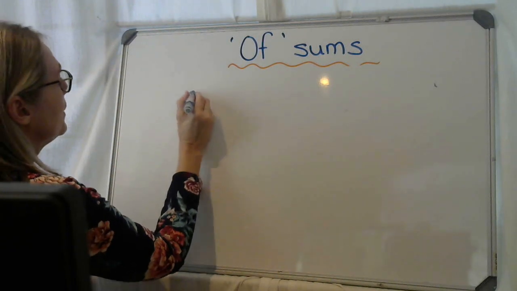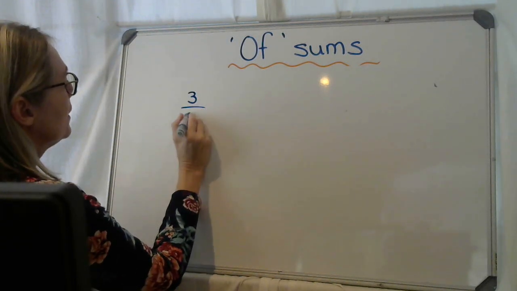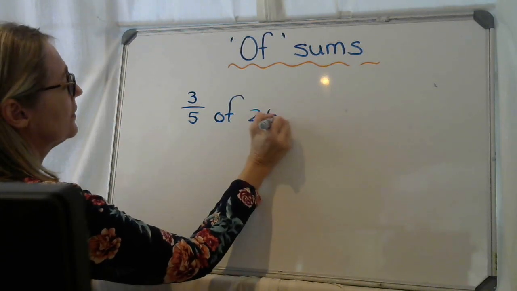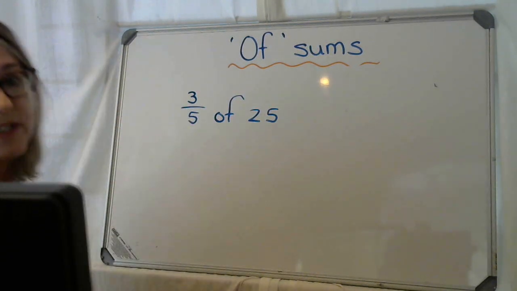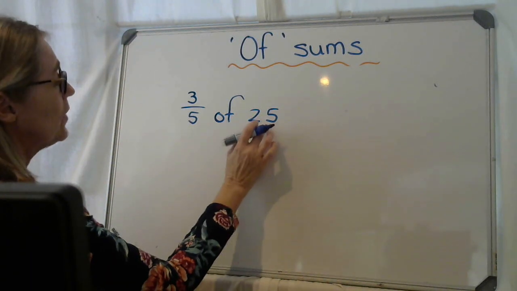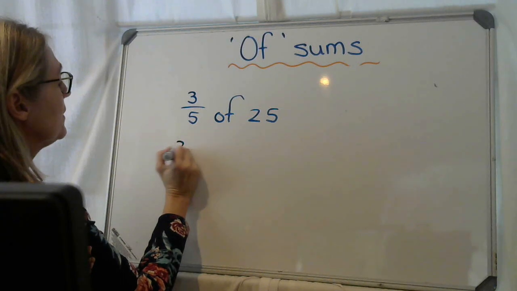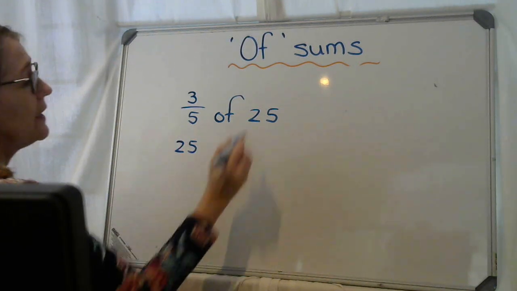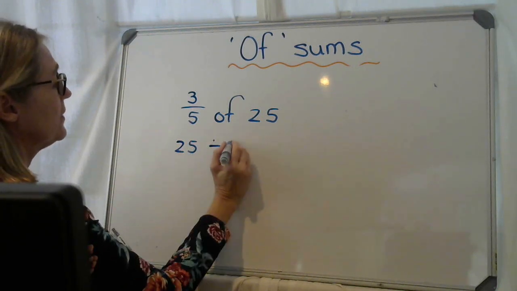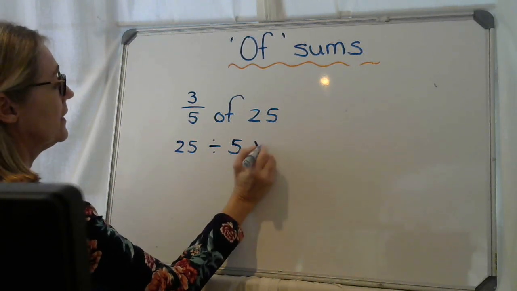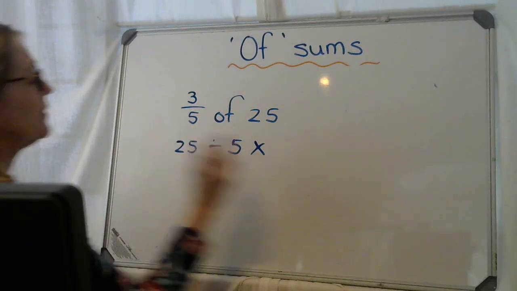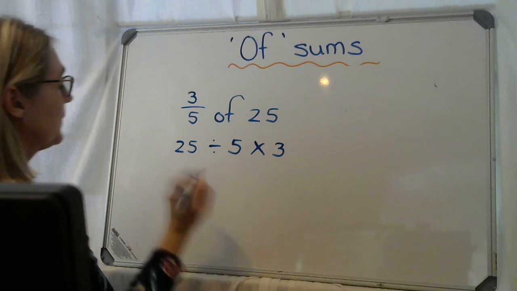Let's have 3/5 of 25. Okay, let's do 3/5 of 25. Now we must think of our method. So it's the whole number we put down first, 25, divided by the bottom, divided by the denominator. So it's 25 divided by 5 times by 3.